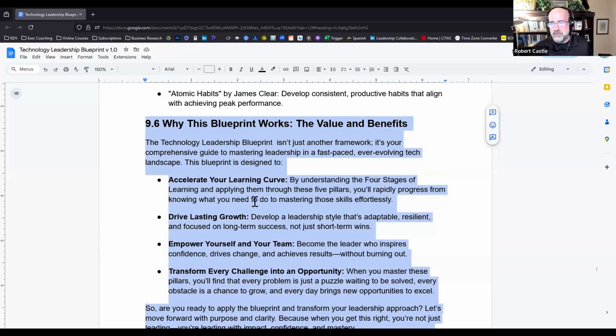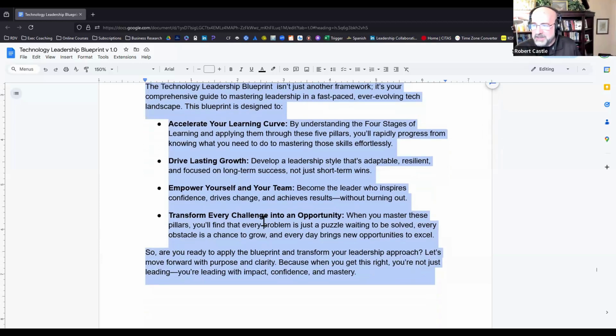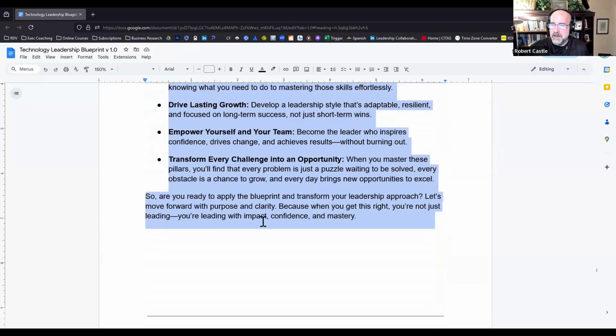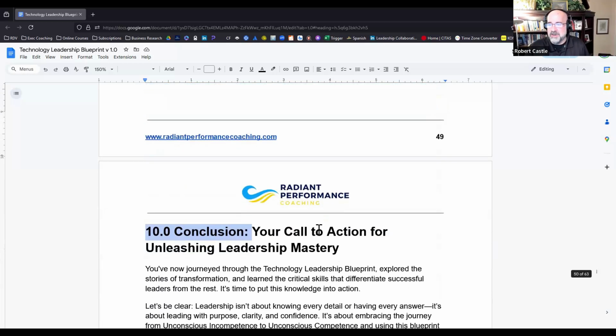And then finally, why this blueprint works, the values and the benefits. The Technology Leadership Blueprint isn't just another framework. It's your comprehensive guide to mastering leadership in a fast-paced, ever-evolving tech landscape. This blueprint is designed to accelerate your learning curve, drive lasting growth, empower yourself and your team, and transform every challenge into an opportunity. So, are you ready to apply this blueprint and transform your leadership approach? Let's move forward with purpose and clarity, because when you get this right, you're not just leading, you're leading with impact, confidence, and mastery.